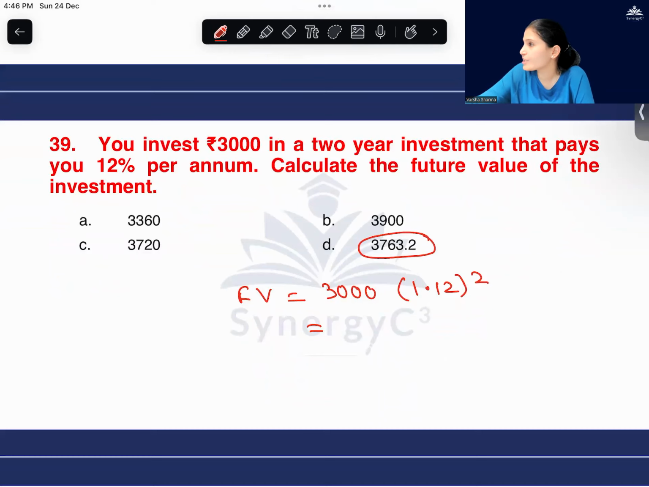3763.2. Understood the question? Nowhere in the question was it mentioned that you are making equal investment or equal payment or that there is an annuity involved. So it is a normal basic question of future value, present value. That means amount, principal. Clear? Done?